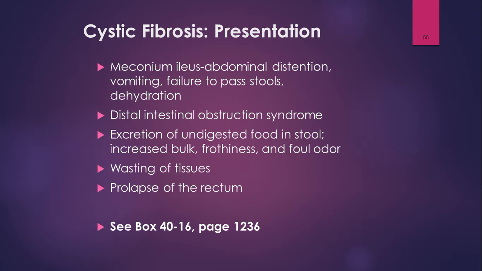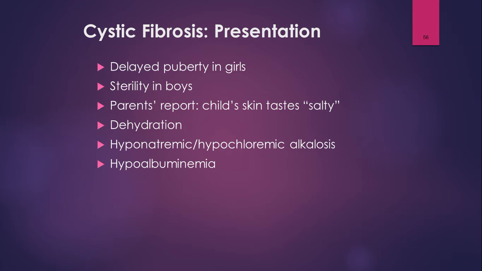They also might have distal intestinal obstruction syndrome. Undigested food may be excreted in the stool, which increases bulk, frothiness, and creates a foul odor. You might see wasting of tissues as well as prolapse of the rectum. With cystic fibrosis, you see delayed puberty in girls, sterility in boys, and the parents report that the child's skin tastes salty. Dehydration, hyponatremic, hypochloremic alkalosis, as well as hypoalbuminemia.